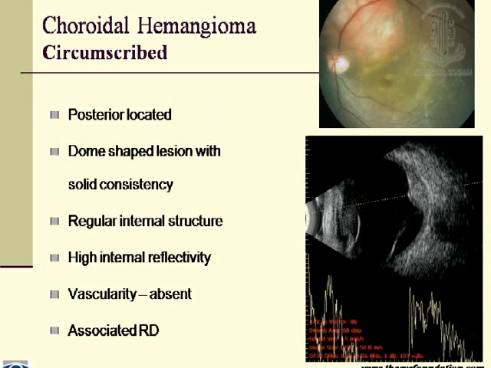Definitely, ultrasound is useful to differentiate the other tumors. One such condition that we commonly come across is a circumscribed type of choroidal hemangioma, which, similar to melanoma, can be posteriorly located, is a solid lesion with a dome-shaped surface. But unlike a melanoma, hemangioma usually causes high internal reflectivity, and it usually does not cause vascularity.